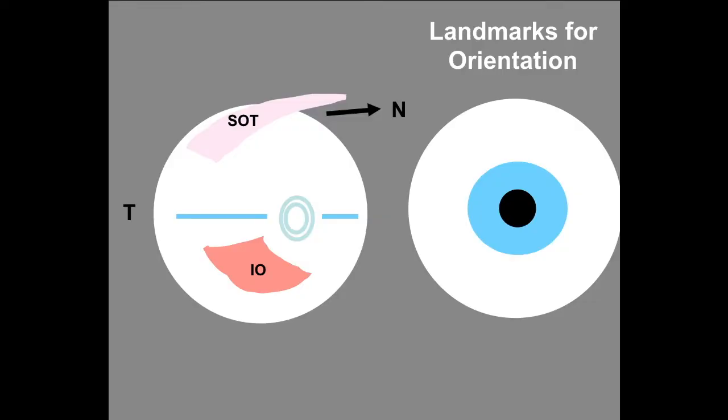This diagram shows some of the landmarks that are helpful in orienting an eye. First thing I always look for is the inferior oblique muscle. Both of the oblique muscles insert temporally.